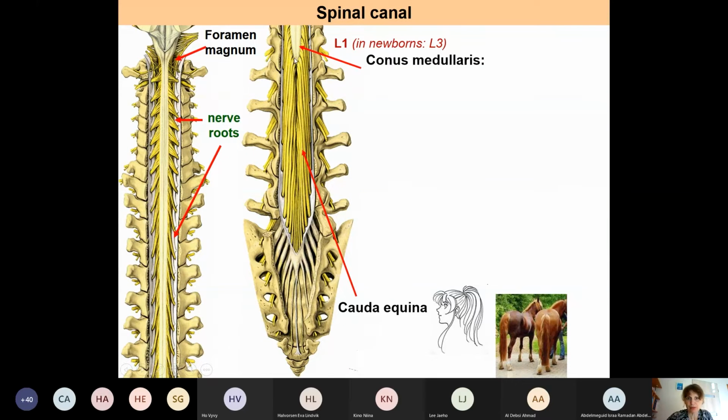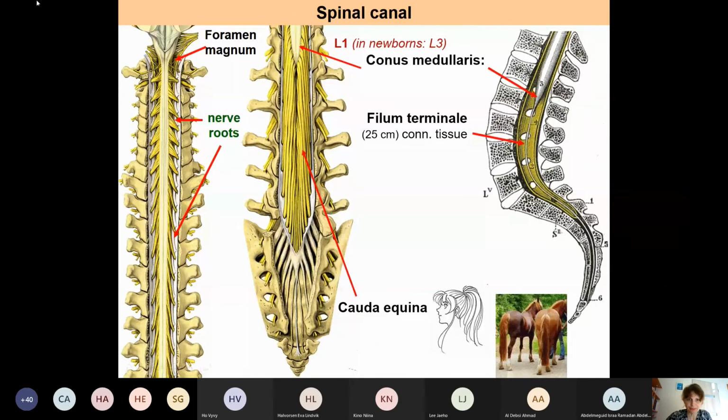The lower end part of the spinal cord is called the conus medullaris. So this is the end part, and from here the so-called filum terminale originates. That's a very thin fiber which doesn't have any nervous tissue anymore, only connective tissue.